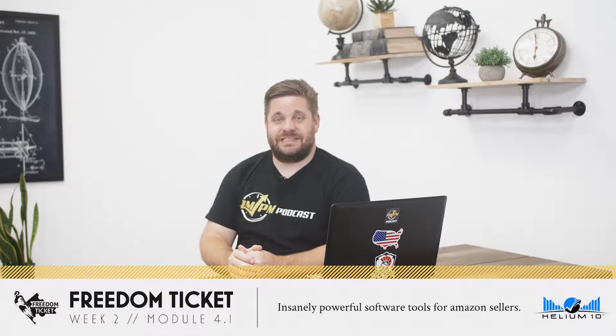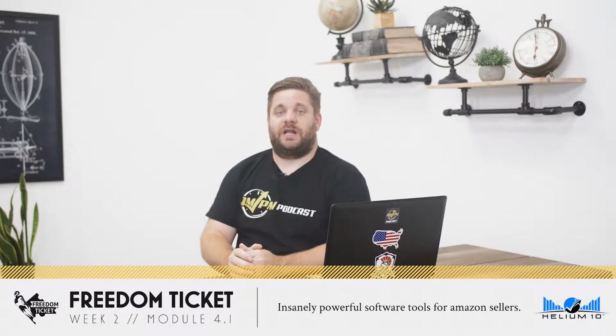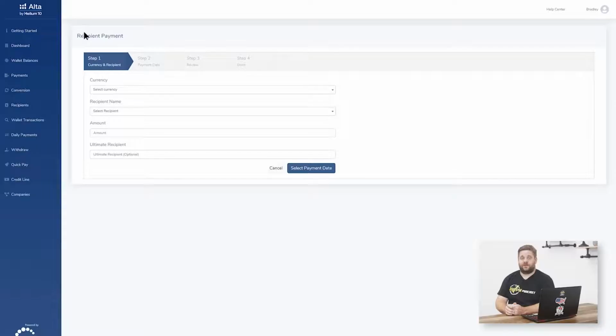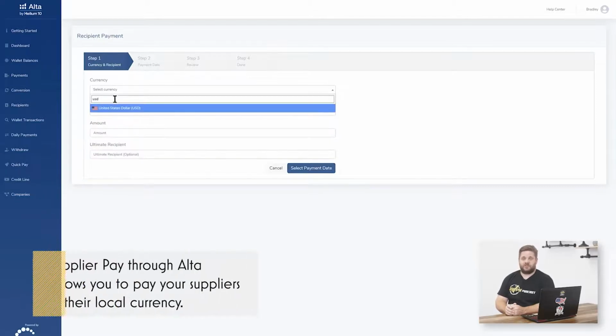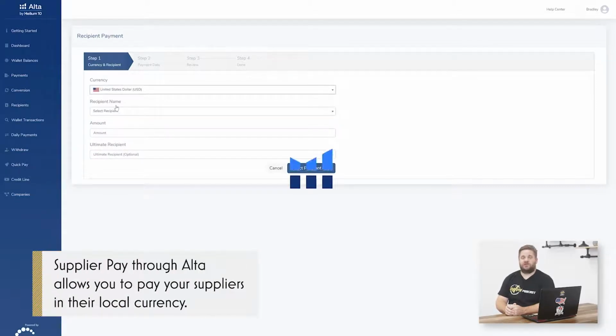The second primary function I've already touched on a little bit is supplier pay. Supplier pay is an extremely important part of the e-commerce journey. If we're not paying our suppliers, we can't get products to sell. Supplier pay is something that was built specifically for international payments to suppliers abroad. There's some really cool functions built in, like being able to pay in local currencies.